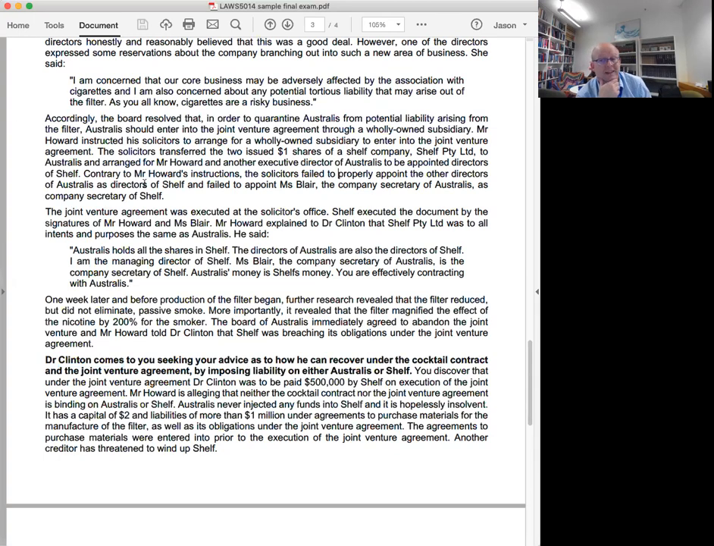And they might still be acting as de facto directors, and failed to appoint Miss Blair as company secretary of Shelf. Failed to appoint. So by saying failed to appoint, I'd read that as, that means possibly that their details don't appear on the ASIC register as company secretary and directors. And that might be relevant for the operation of 129(2).